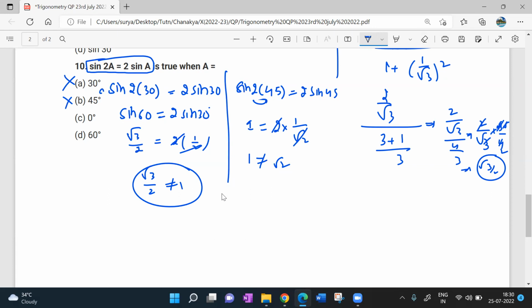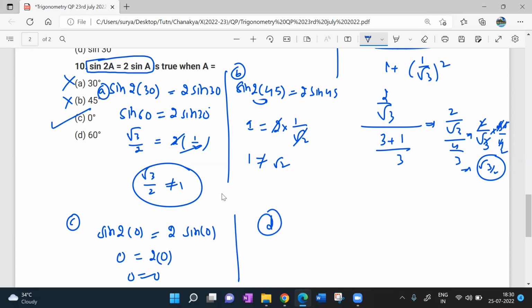Next, option C. Sin 2 times 0 is equal to 2 times sin 0. Sin 2 into 0 is 0, sin 0 is 0, 2 into 0 is 0. So 0 is equal to 0. Option C is correct here.